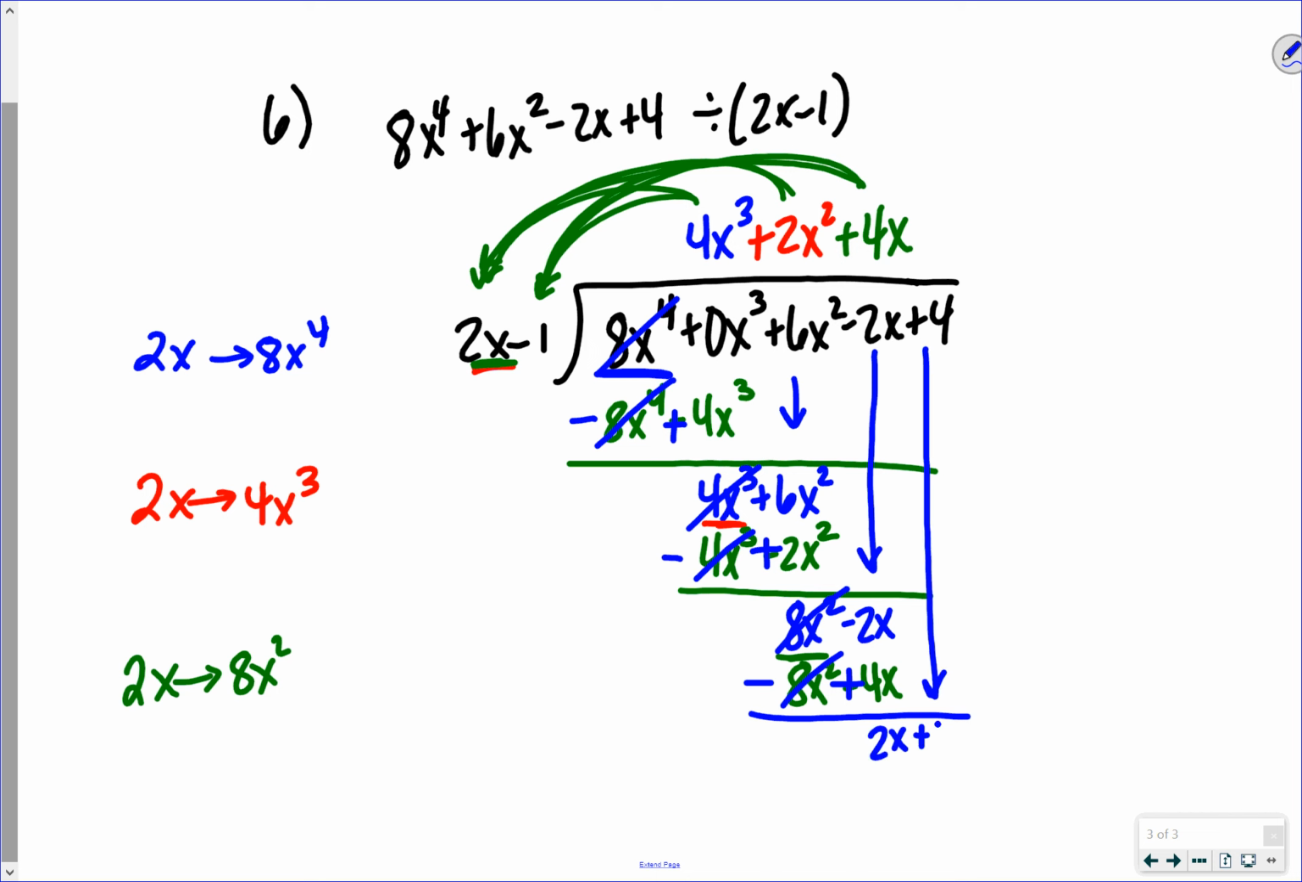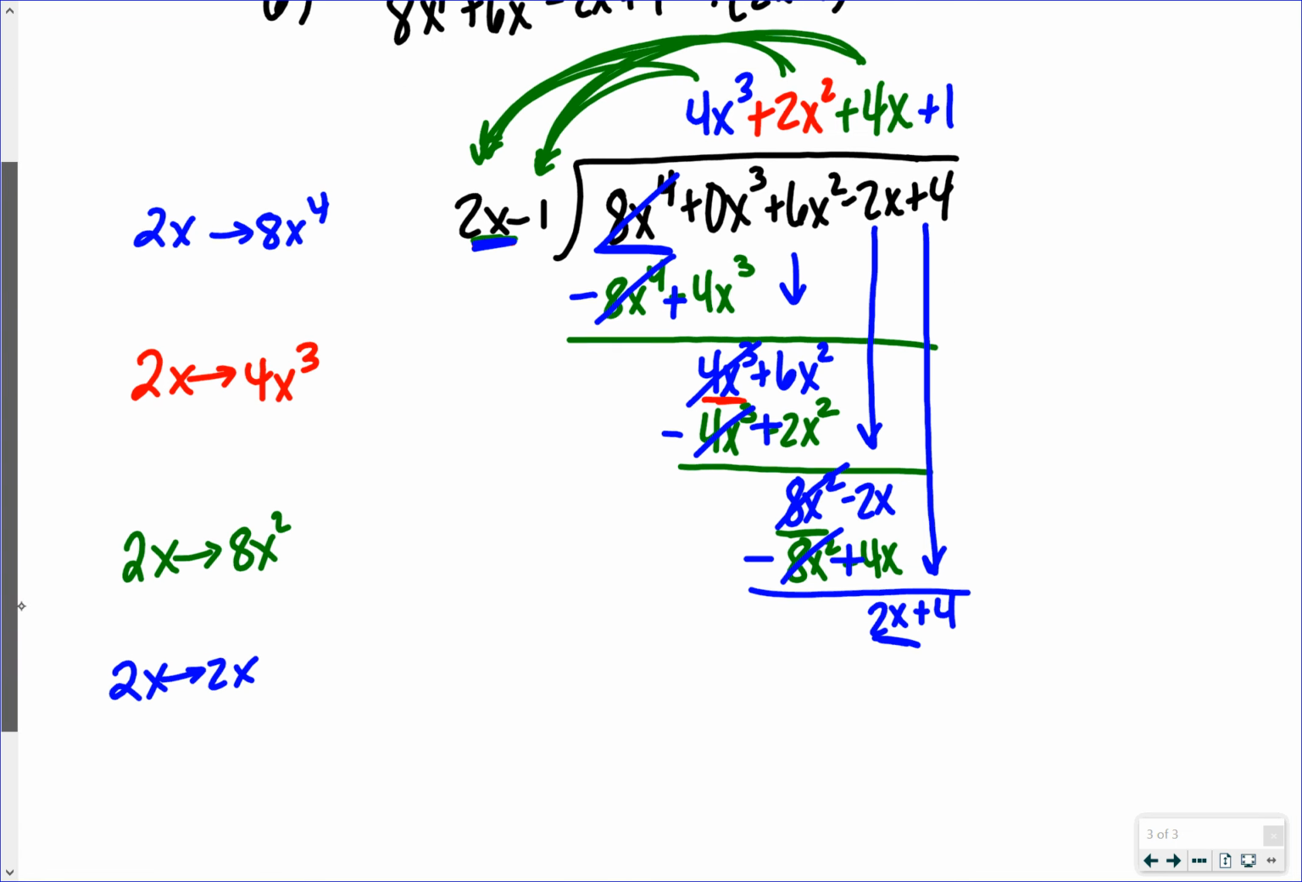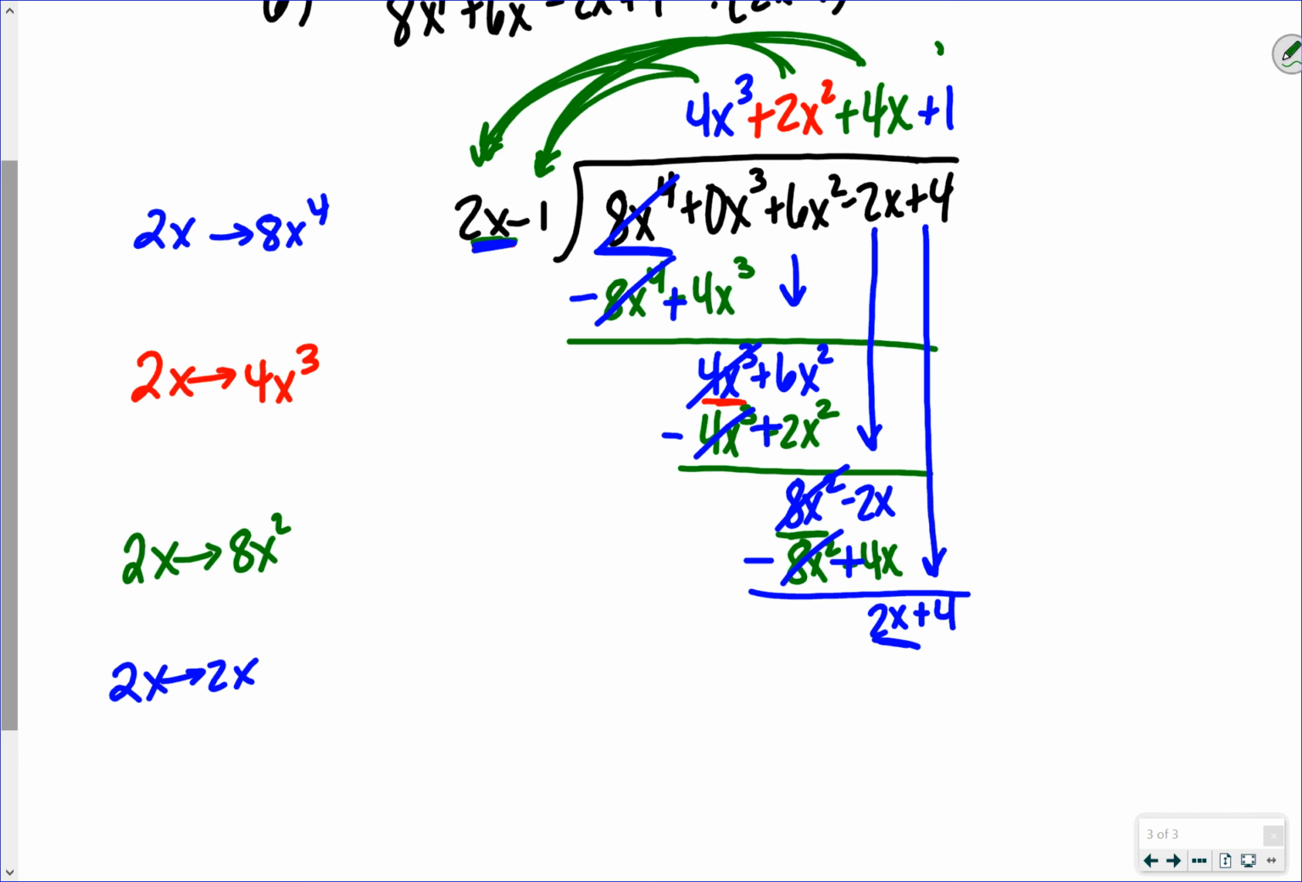Bring down, plus 4. One more time, what am I going to multiply 2x by to become 2x? Well, it already is 2x, so I just need a 1. And same process. 1 times 2x is 2x. 1 times negative 1 is a minus 1. Operation straight down is subtraction. So minus and minus minus becomes a plus. 2x minus 2x is 0. 4 plus 1 is 5.